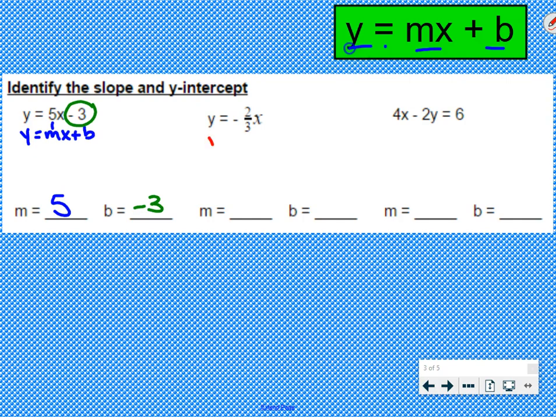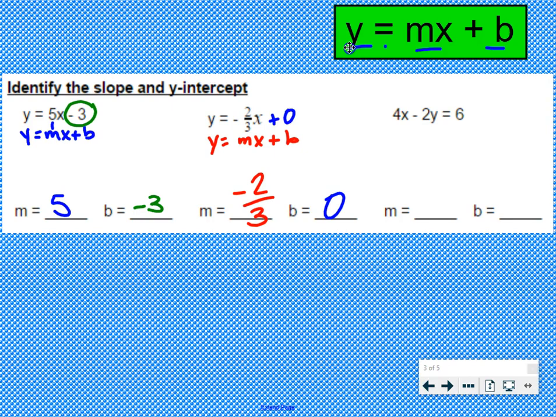Next example, y equals mx plus b. That number that's in front of the x is negative 2/3, which means that is your slope. Slope will be a fraction a lot of the times, so don't let that scare you. It's okay to have a fraction for a slope. Plus b, well, we're not adding anything, which means we're really adding 0, which means our y-intercept is 0.